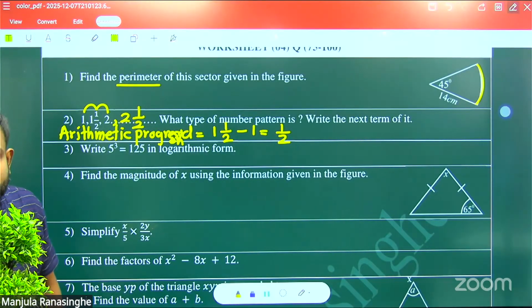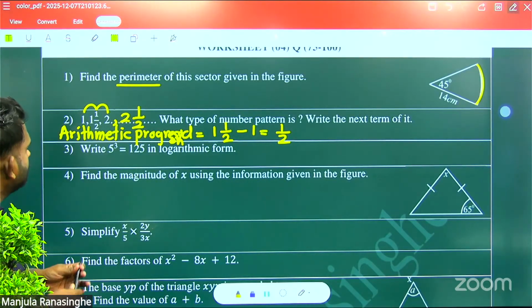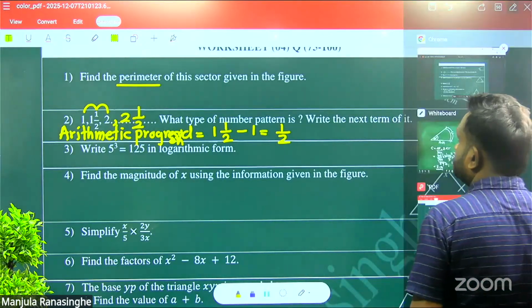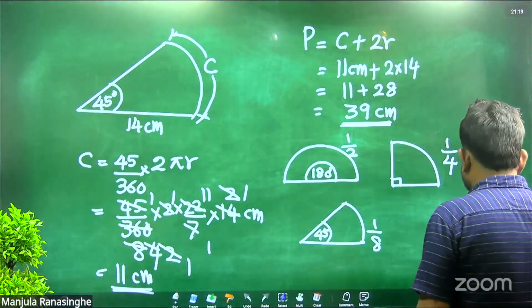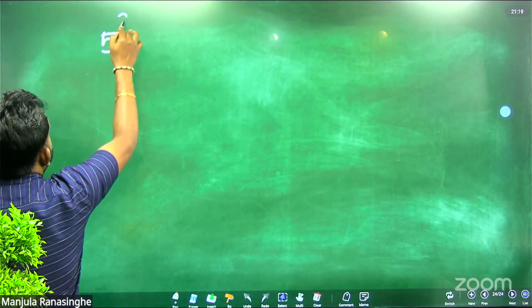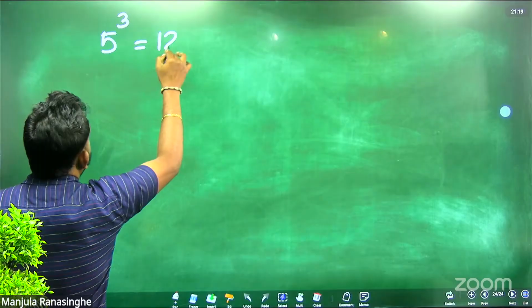Right. Okay. Then write 5 to the power 3 equals 125 in logarithm format. So as I mentioned, 5 to the power 3. You can't get these wrong. Okay. So 5 to the power 3 equals 125.